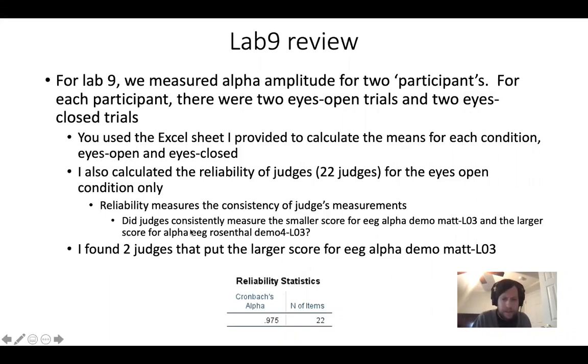Did the judges consistently measure the smaller score for EEG alpha demo mat L03 and the larger score for the other participant? That's kind of what reliability is, basically quantifying how successful all of the different judges were at making it so that this participant got the low score, and this participant got the high score.